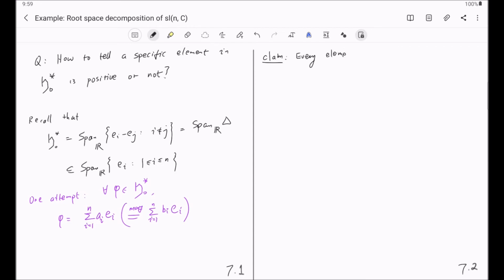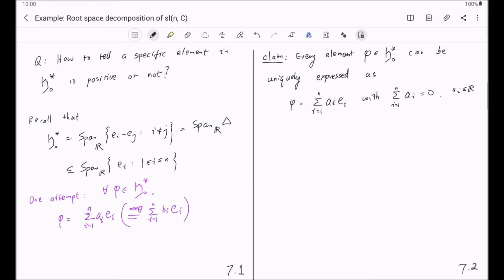Every element phi in H0 star can be uniquely expressed as phi equal to the summation from i equal to 1 to n of A sub i's times E sub i's, with the additional assumption that the summation of A sub i's is equal to 0. Here A sub i's are in R. And this unique expression will allow us to define the positivity of H0 star.